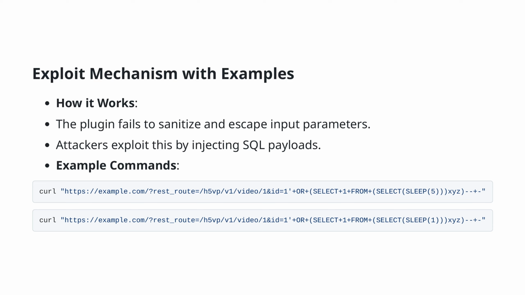In these examples, the injected payload forces the database to execute a sleep function, effectively confirming the presence of the vulnerability when there is a noticeable delay in the response. Attackers can manipulate these payloads to achieve a variety of malicious outcomes, such as extracting sensitive data or performing unauthorized database operations. Understanding this exploit mechanism is crucial in recognizing how the vulnerability can be leveraged and the types of checks necessary to prevent such injections.